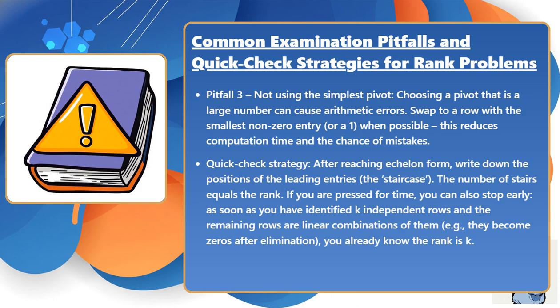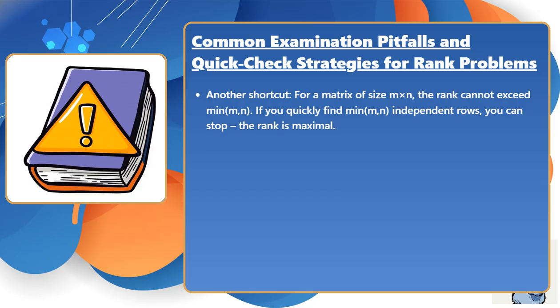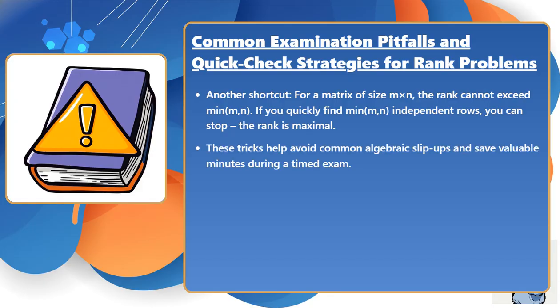If you are pressed for time, you can also stop early. As soon as you have identified k independent rows and the remaining rows are linear combinations of them, for example they become zeros after elimination, you already know the rank is k. Another shortcut: for a matrix of size m by n, the rank cannot exceed the minimum of m and n. If you quickly find min(m, n) independent rows, you can stop. The rank is maximal. These tricks help avoid common algebraic slip-ups and save valuable minutes during a timed exam.